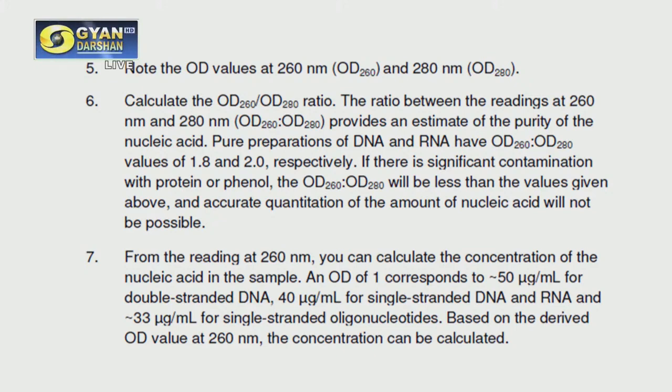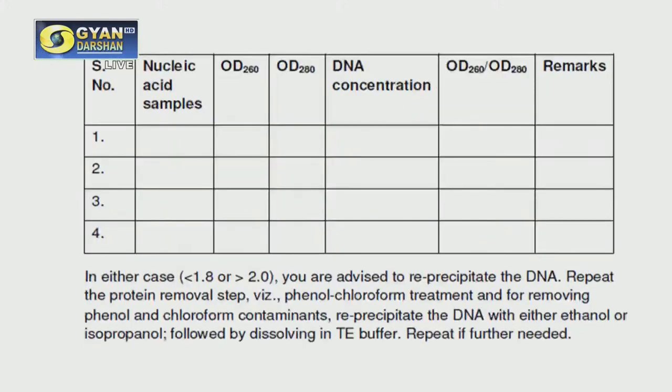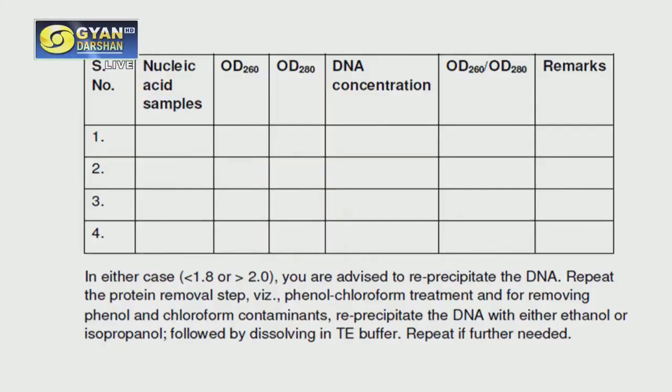So two things are there. One is the A260/A280 ratio, which will give an idea regarding the purity of the DNA, and the A260 value that you have got will give an idea regarding the concentration of the DNA. So using the same experiment, you can get two pieces of information. That is actually the principle of this. You can note down your observations in a table form: nucleic acid sample, OD260, OD280, then measure the ratio, and from the OD260 value you can calculate the concentration of your DNA.